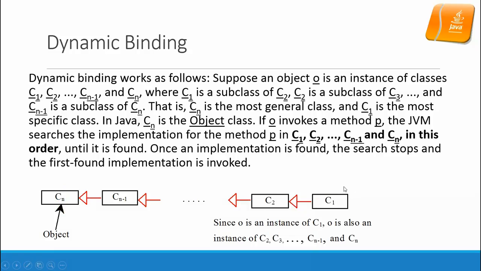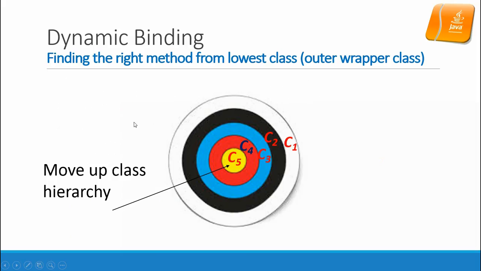If there is a toString method in the C1 class, we will use it. If not, we will check C2. And if there is a toString method, we will be using C2. If not, we will keep moving on. So when dynamic binding tries to bind the methods for a certain object, it will be checking from the leaf class up to the top level class. And this is the way that dynamic binding is done.